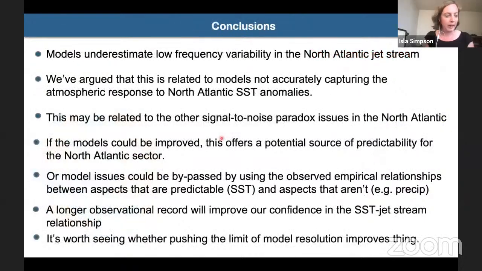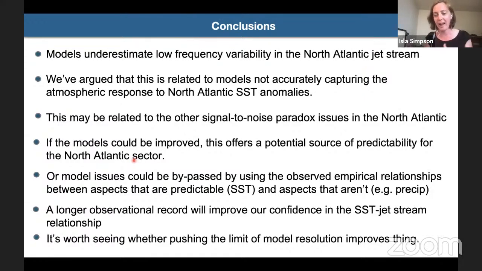So here's my conclusions. Models seem to underestimate low frequency variability in the jet stream, and we've argued that this is related to them not accurately capturing the atmospheric response to SST anomalies. And I think this is probably also related to the signal to noise paradox issue and this general idea that models are not responsive enough to lower frequency predictable boundary conditions. And if the models could be improved, we have potential source of predictability in the North Atlantic.